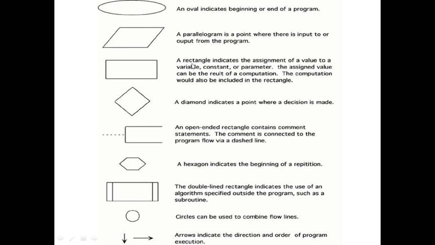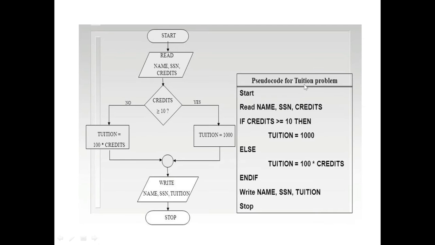So here it is: a rectangle indicates the assignment of a value to a variable, constant, or parameter. The assigned value can be the result of a computation. You can insert it here. The computation would also be included in the rectangle. Okay, I think we have made this pretty clear here.